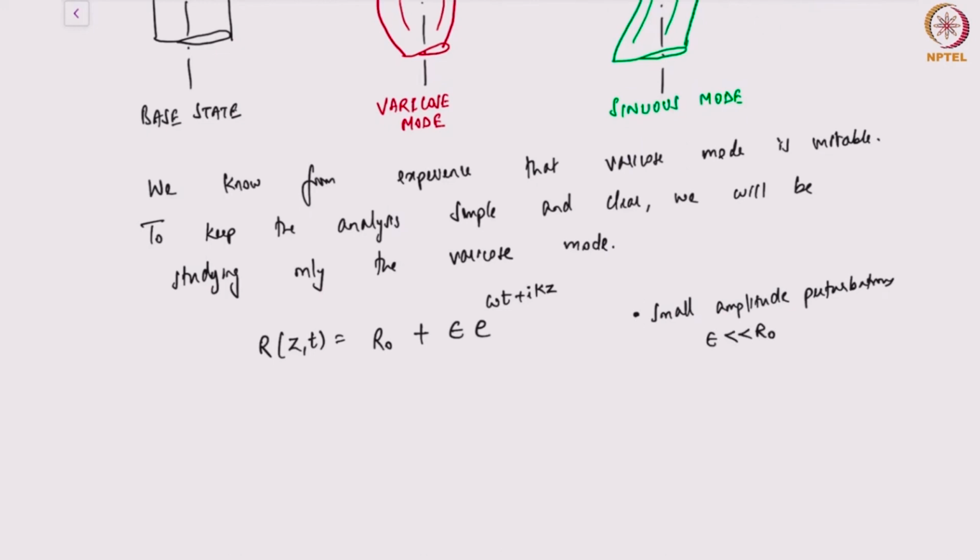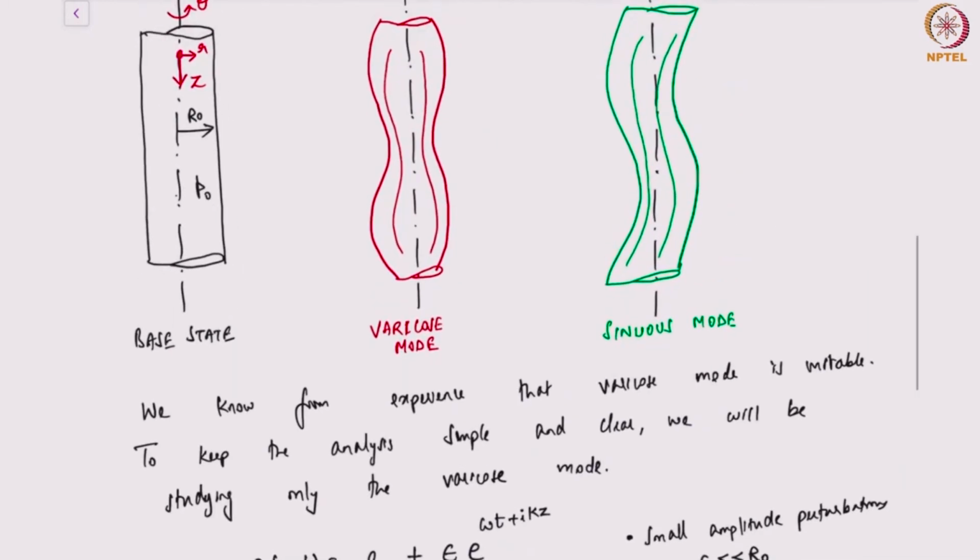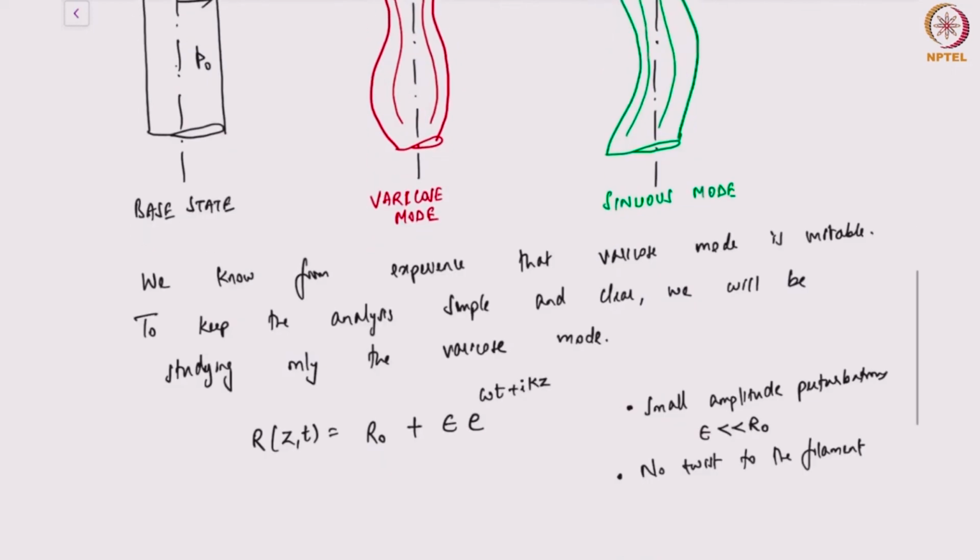The second thing that we are saying is no twist to the filament. There is no twist to the filament, which means that the base state is axisymmetric, and even the perturbed state is axisymmetric. So in other words, this is in line with my drawing. You can also have situations where there is a twist to the jet, and if there is, you will have to introduce e to the power i n theta, which is missing. We saw this in the previous lecture, but here we are ignoring that perturbation. There's no e to the power i n theta.